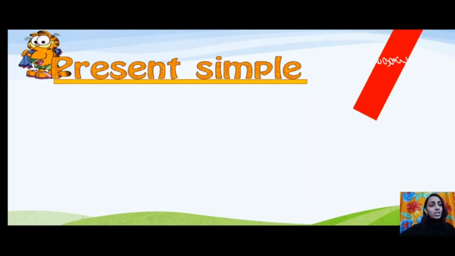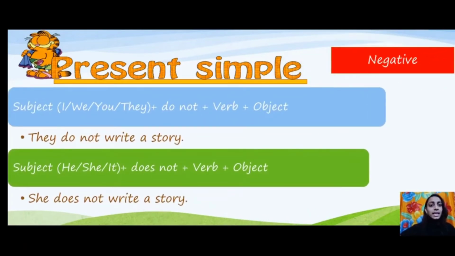Now let us learn how to frame negative sentences in simple present tense. Now let us see the structures. Again, depending upon the subject, we have two structures. As we already discussed earlier, with the plural subjects we use the auxiliary verb do, and with the singular subjects he, she, it, we use the auxiliary verb does, right? And remember, in negative sentences, we always add 'not' after the auxiliary verb. We shall understand this with the help of the structure and an example. Fine. Let us read the structure first.